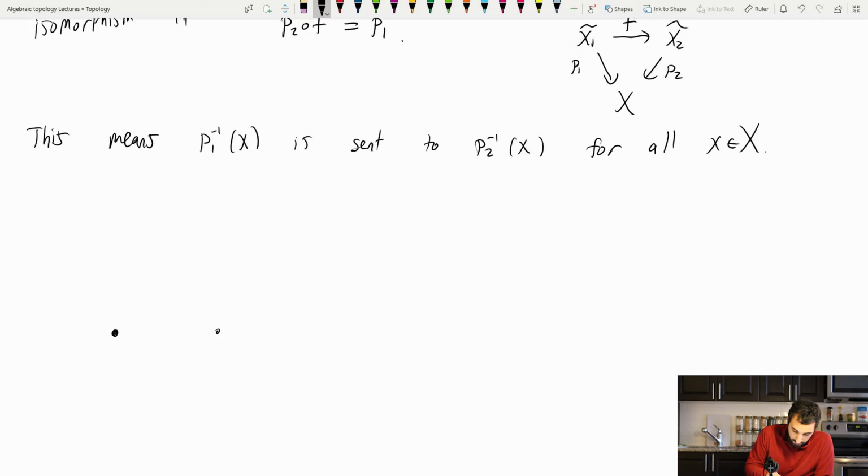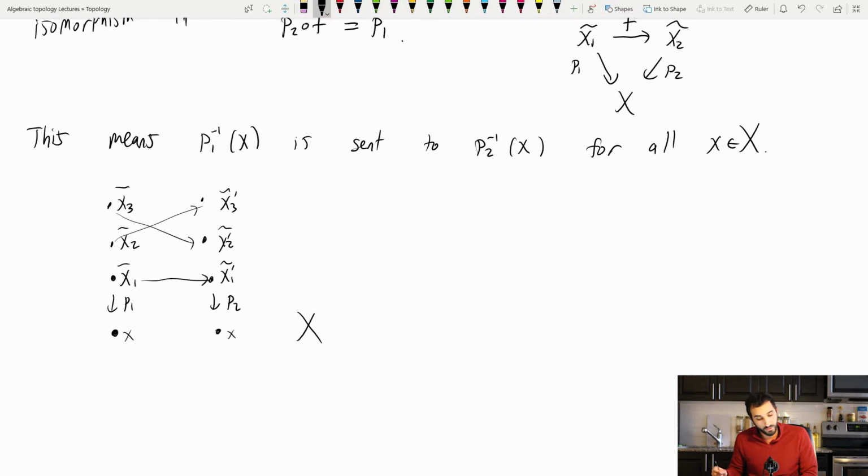Here's my base space. These points here live in capital X. And above it, I have like x1 twiddle, x2 twiddle, x3 twiddle. And here I have another covering space. And the points above here, let's just call them x1 prime twiddle, x2 prime twiddle, and x3 prime twiddle. And essentially there's just like a permutation up here. So the points get flip-flopped around, but the ones above x get sent to points above x, is the idea.